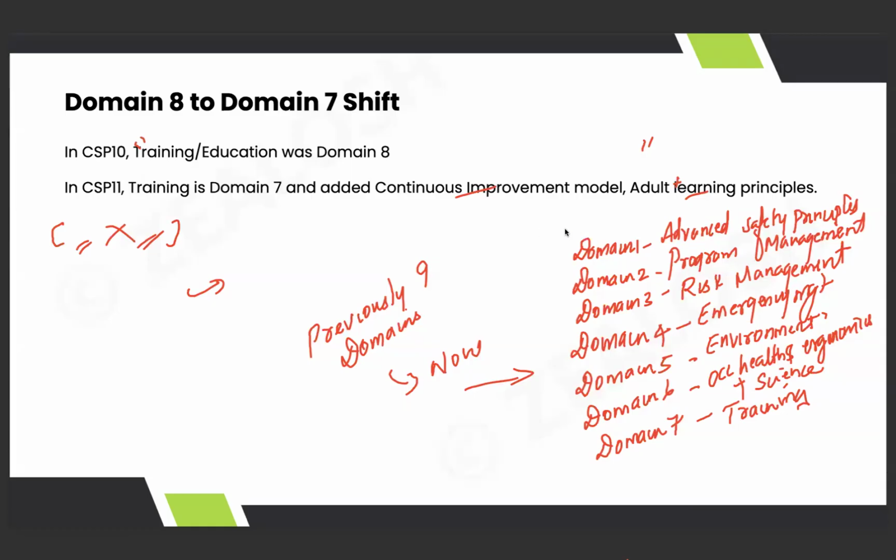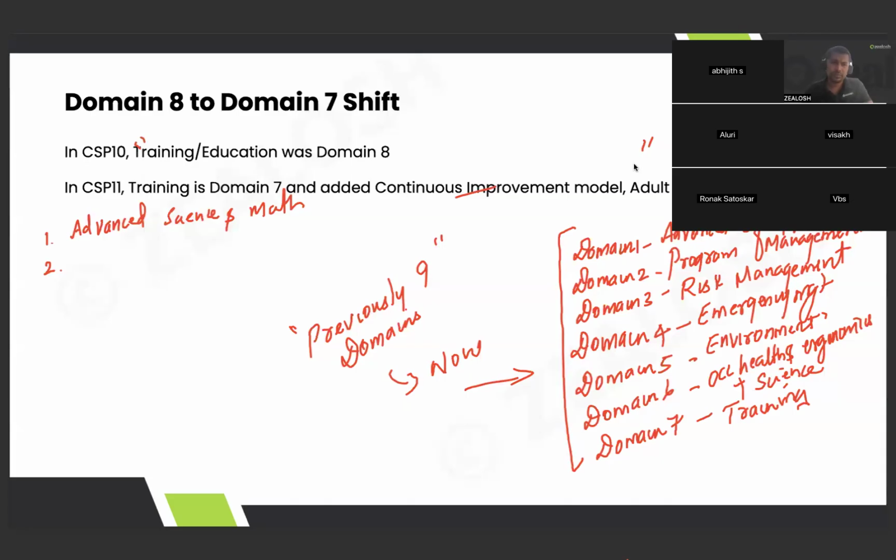So now these are the 7 domains currently. Previously, there were 9 domains. What were the previous 9 domains? Put it in the chat, please. What were the previous 9 domains? Starting with advanced, science, and math. What was domain number 2? Domain number 2, guys.